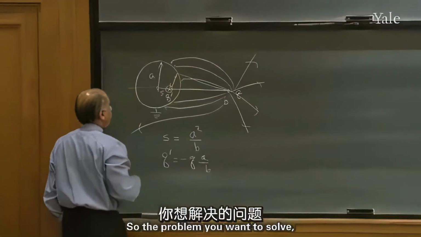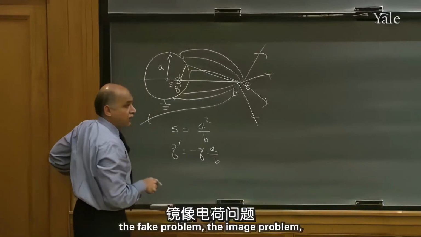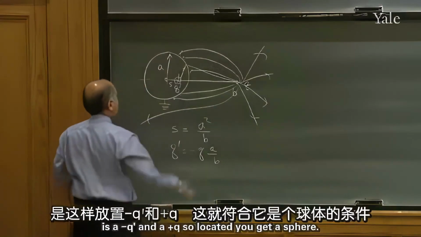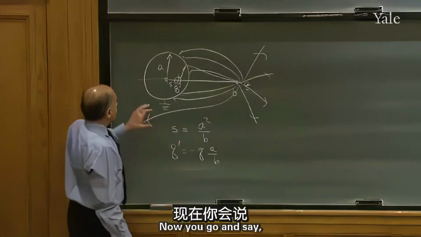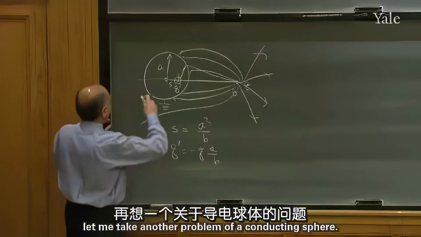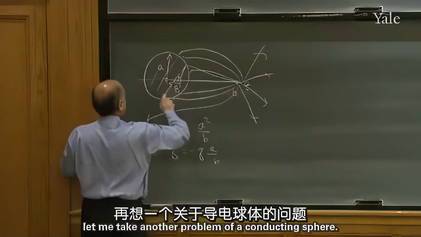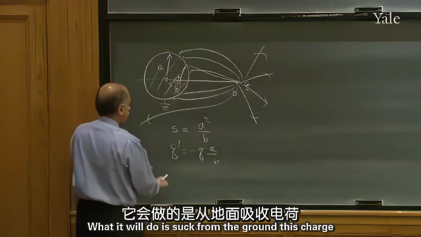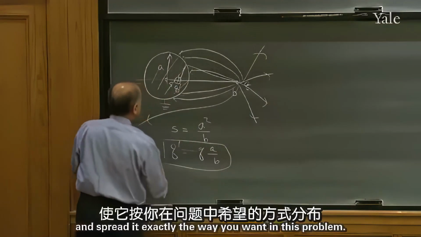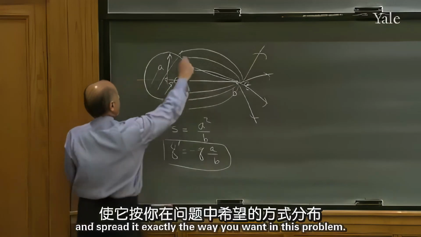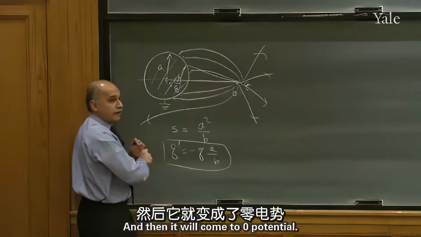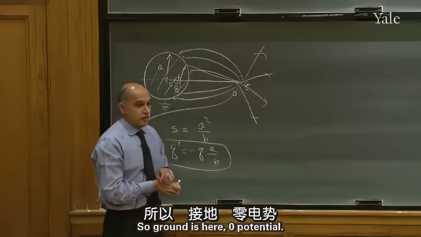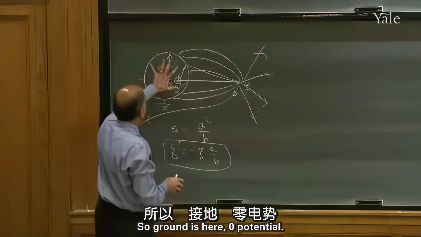So the problem you want to solve, the fake problem, the image problem, is a minus q prime and a plus q so located you get a sphere. Now you go and say, let me take another problem of a conducting sphere. There's nothing in it, grounded. What it will do is suck from the ground this charge and spread it exactly the way you want in this problem. And then it will come to zero potential. So a grounded sphere with zero potential.